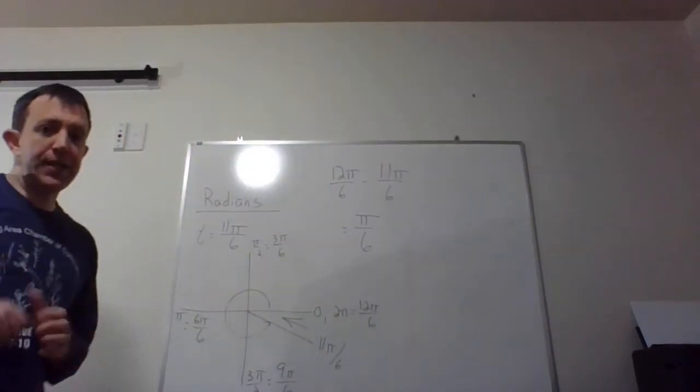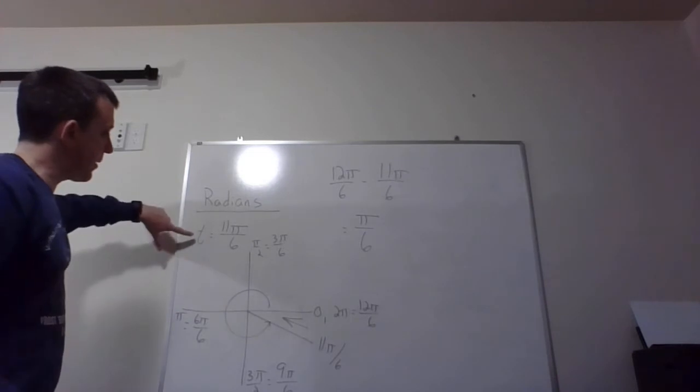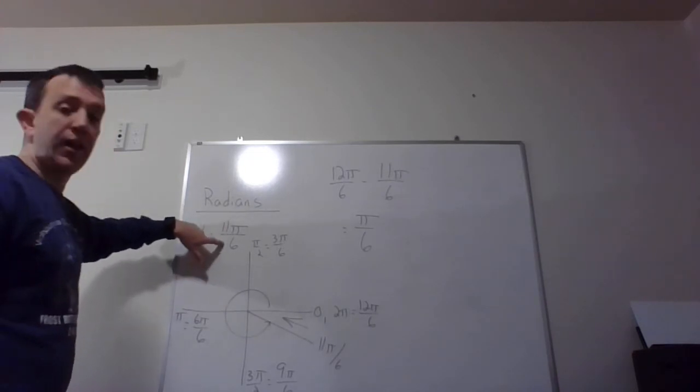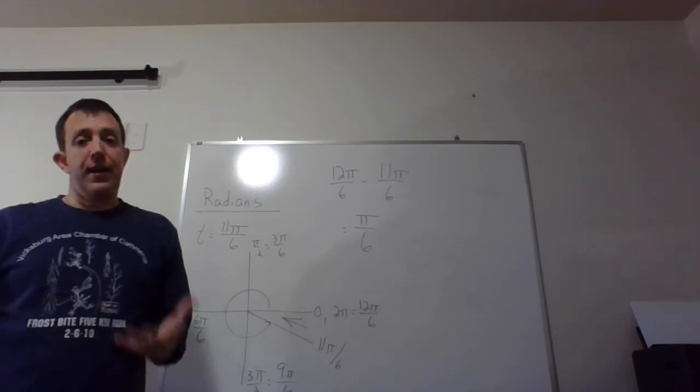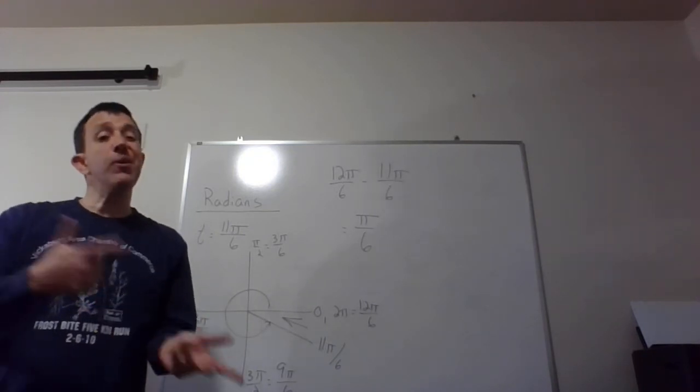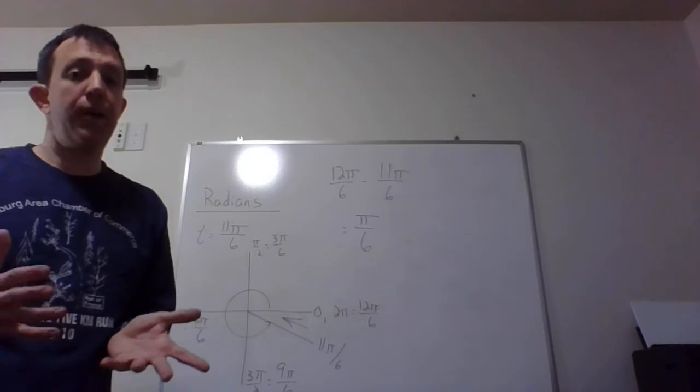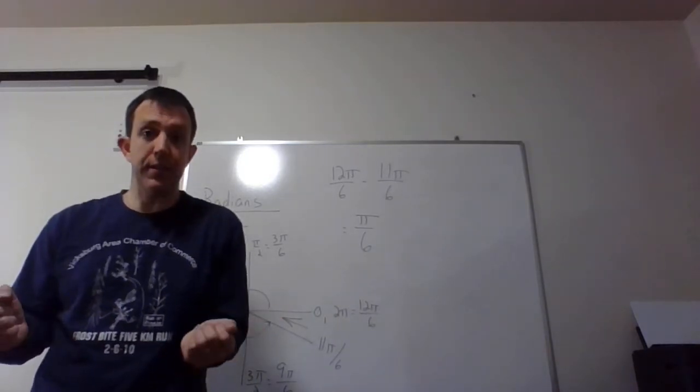All right, now radians. Let's say we have an angle of 11 pi over 6. Our first goal is going to be to figure out where it goes again. Now, this is what we talked about last time. You can always convert to degrees if you need to help you figure out where an angle is.